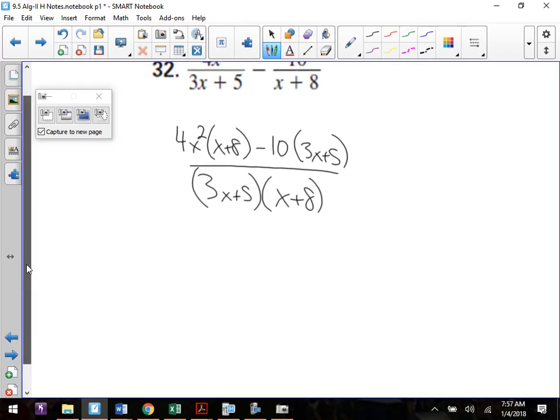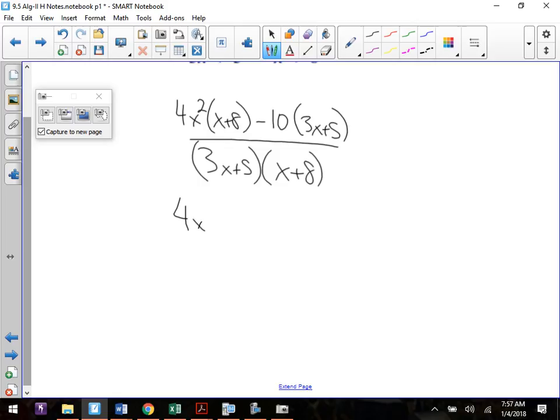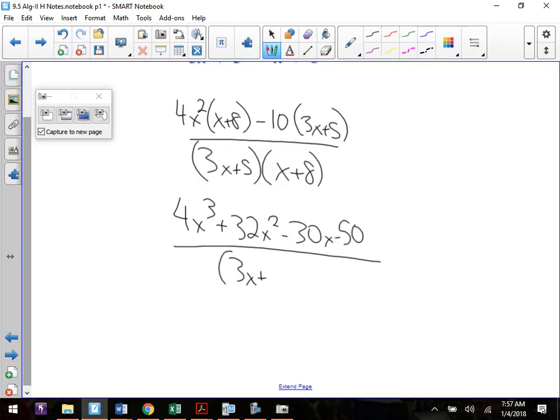So let's see. 4x cubed, plus 32x squared, minus 30x, minus 50. And granted, you could take a 2 out of the numerator, but it's not going to help you with anything.